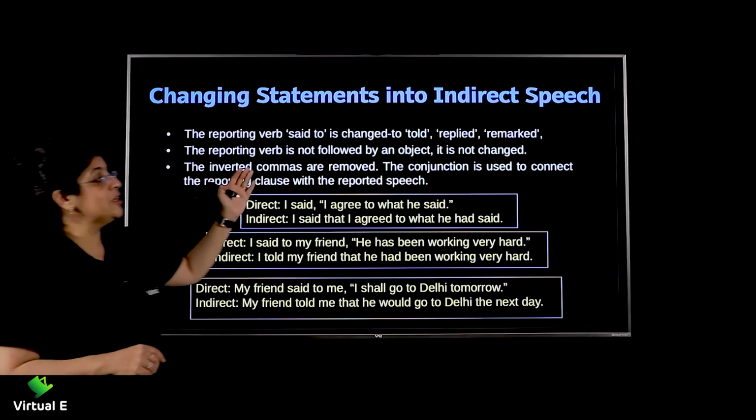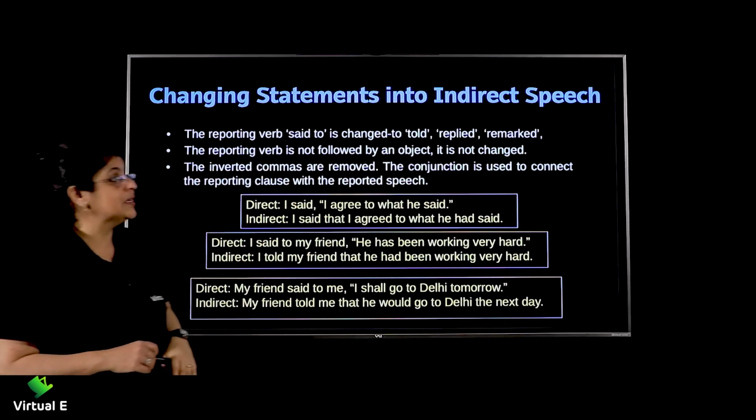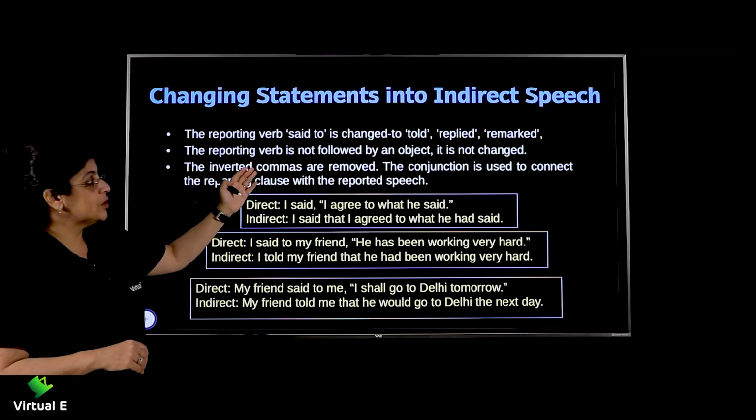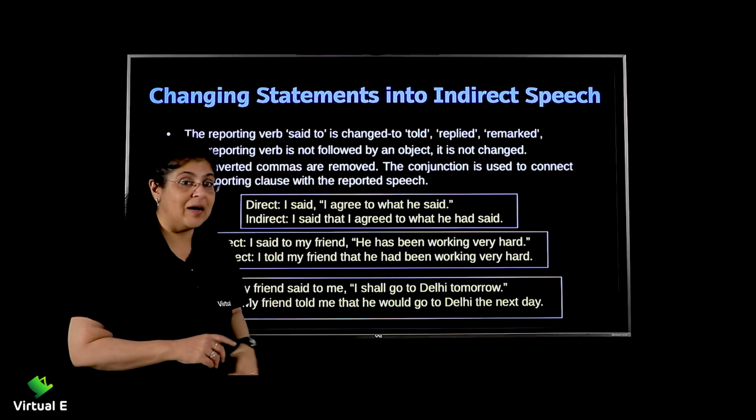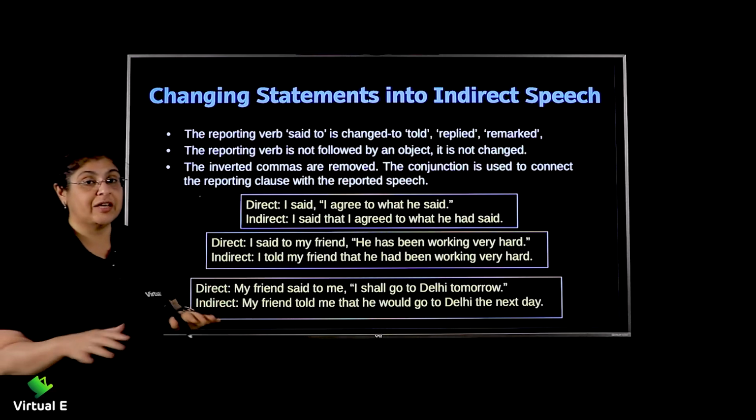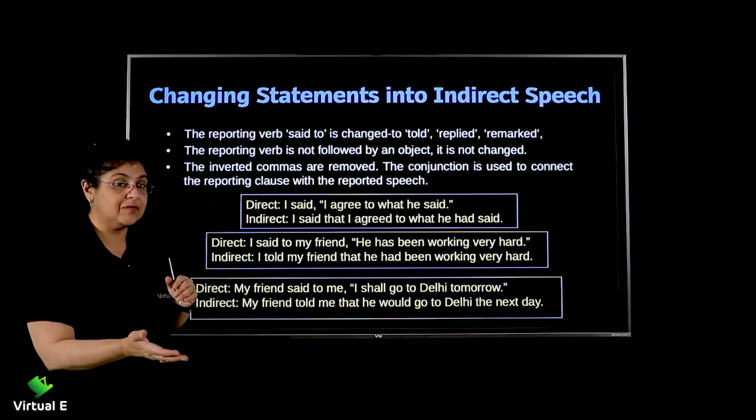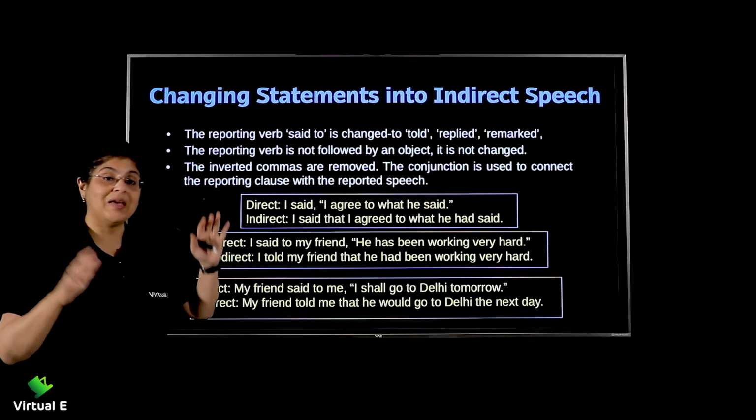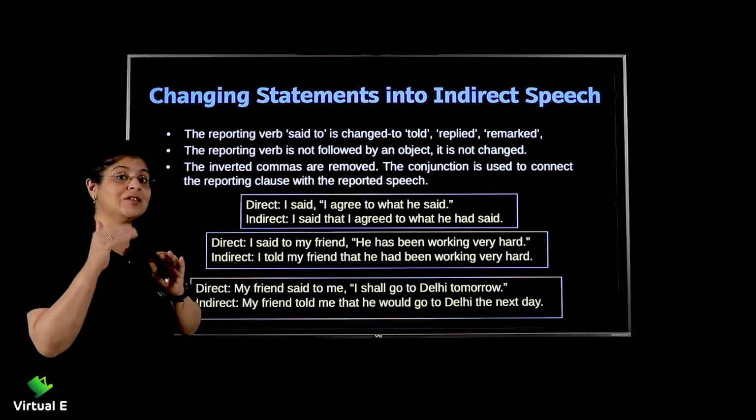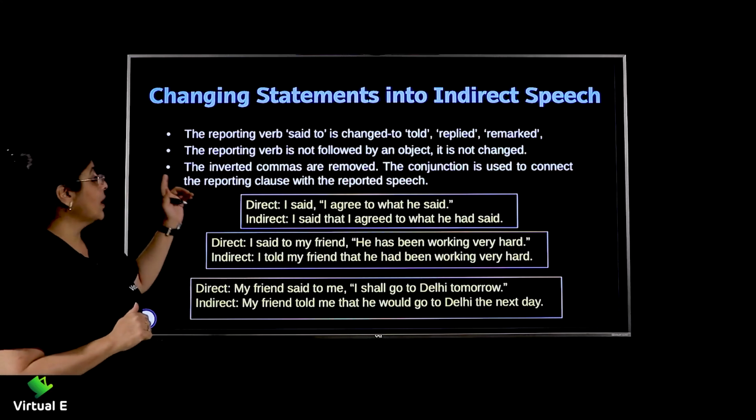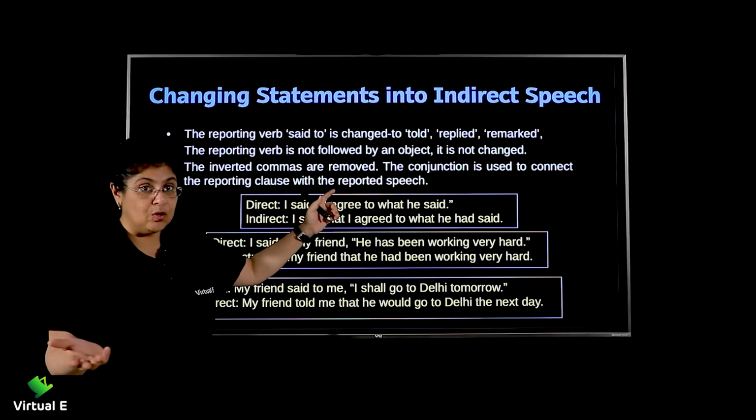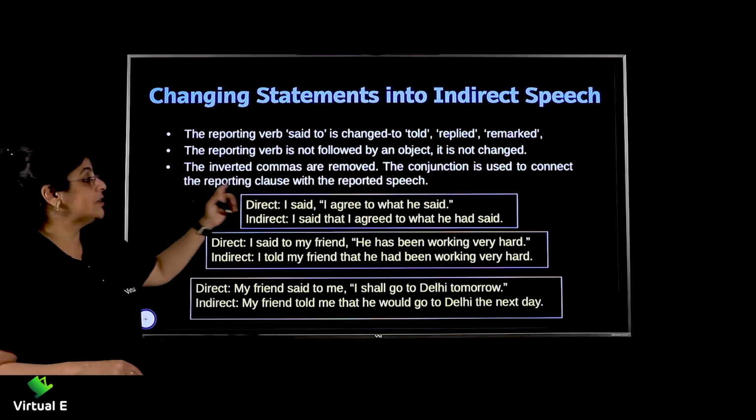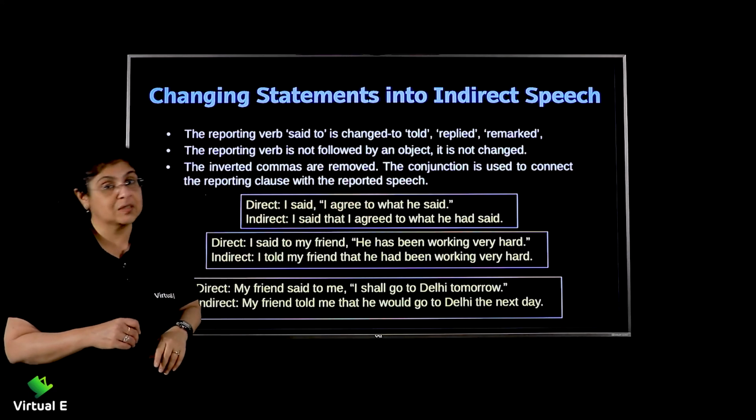The reporting verb is not followed by an object. It is not changed. You cannot have an object after the reporting verb. Also, you cannot change the tense: said will remain said. The inverted commas are removed. Of course, we add "that". The conjunction is used to connect the reporting clause with the reported speech.